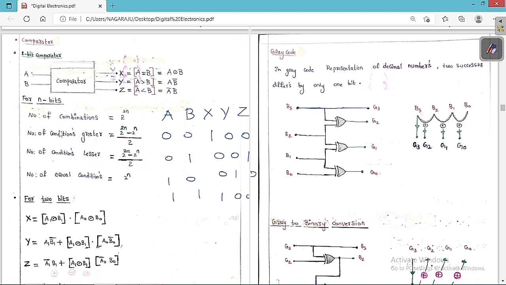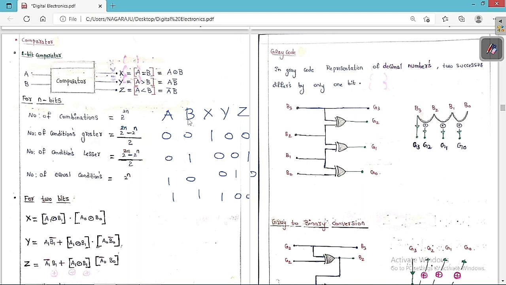So listen carefully. For these two inputs, each input is having n bits. So the total number of input bits is 2n, and the total number of combinations is 2 to the power of 2n. Out of this, 2 to the power of n is the number of equal conditions. The number of conditions where A is greater than B is (2 to the power of 2n minus 2 to the power of n) by 2, and the number of conditions where A is less than B is (2 to the power of 2n minus 2 to the power of n) by 2. So this is the important formula that you always have to keep in your mind.